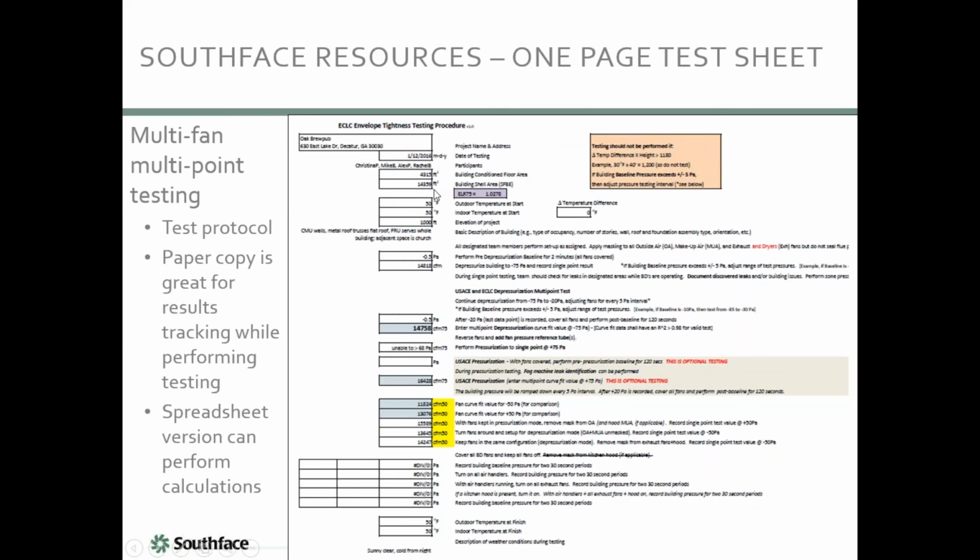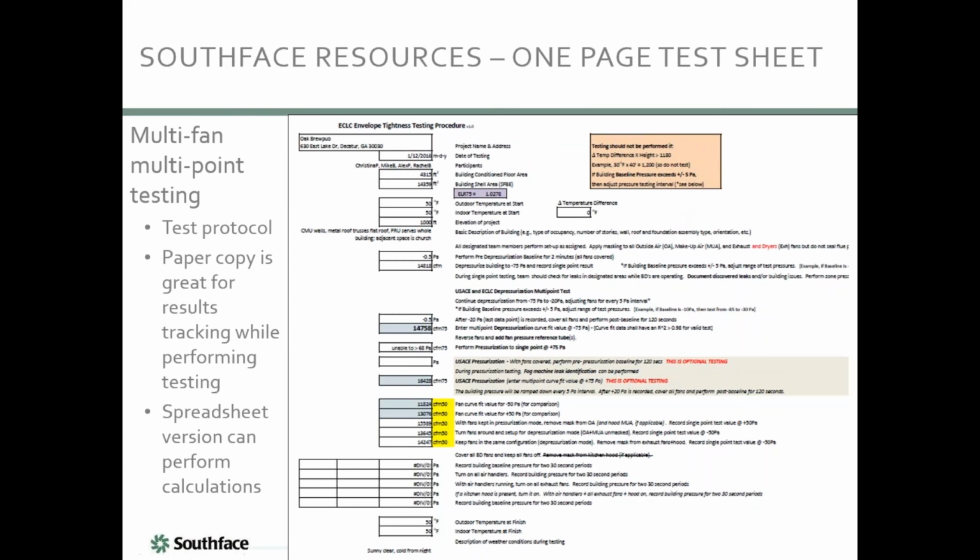One of the resources that we put together was a test protocol sheet, and I don't know if we can quite read it here, but I may pull it up. It's a spreadsheet, trying to walk you through the protocol. I think the basics are you put the information in, who's testing it, what's the address, what's the shell area, and then it can calculate the ELR based on your number.